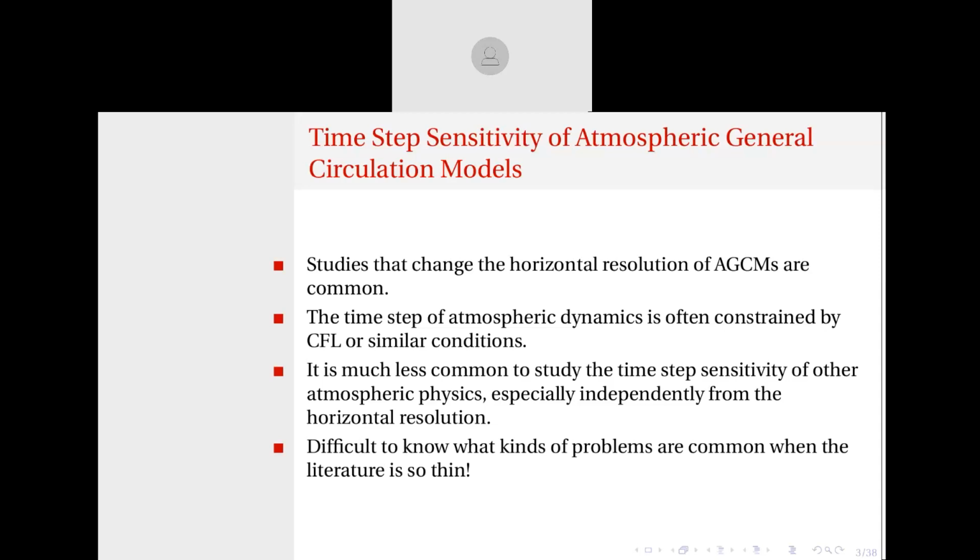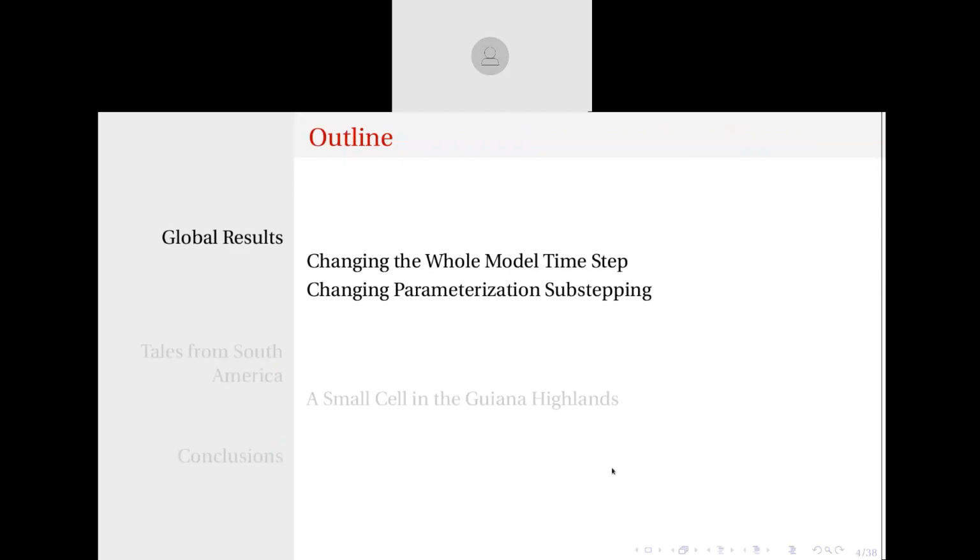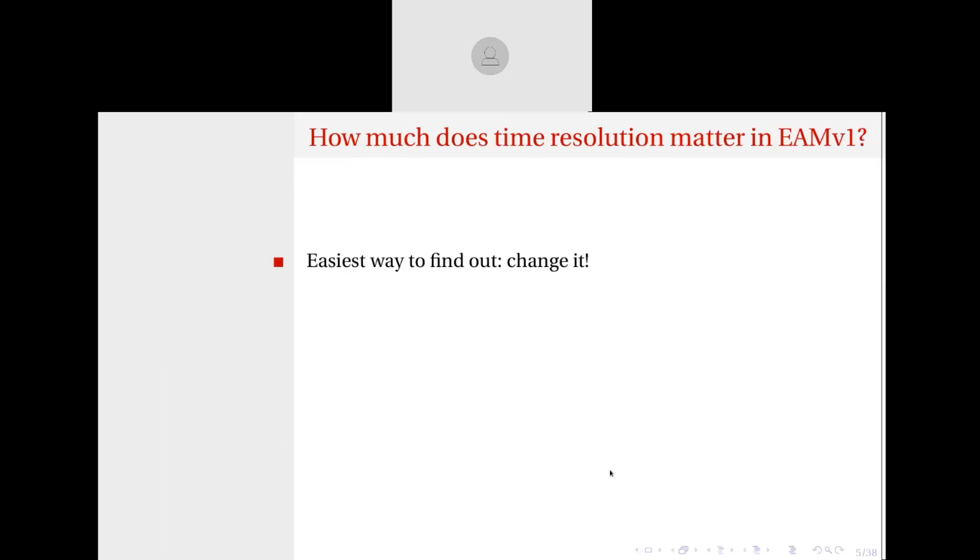Right now, the CAM model family, which is like CESM, E3SM, back to CESM, those studies seem to really dominate the literature on time step sensitivity. And it would be nice to see studies with Model E or with other types of models. That said, we want to know how much does the time resolution actually matter for EAM-v1. The easiest way to do that is to just change it and find out what happens.